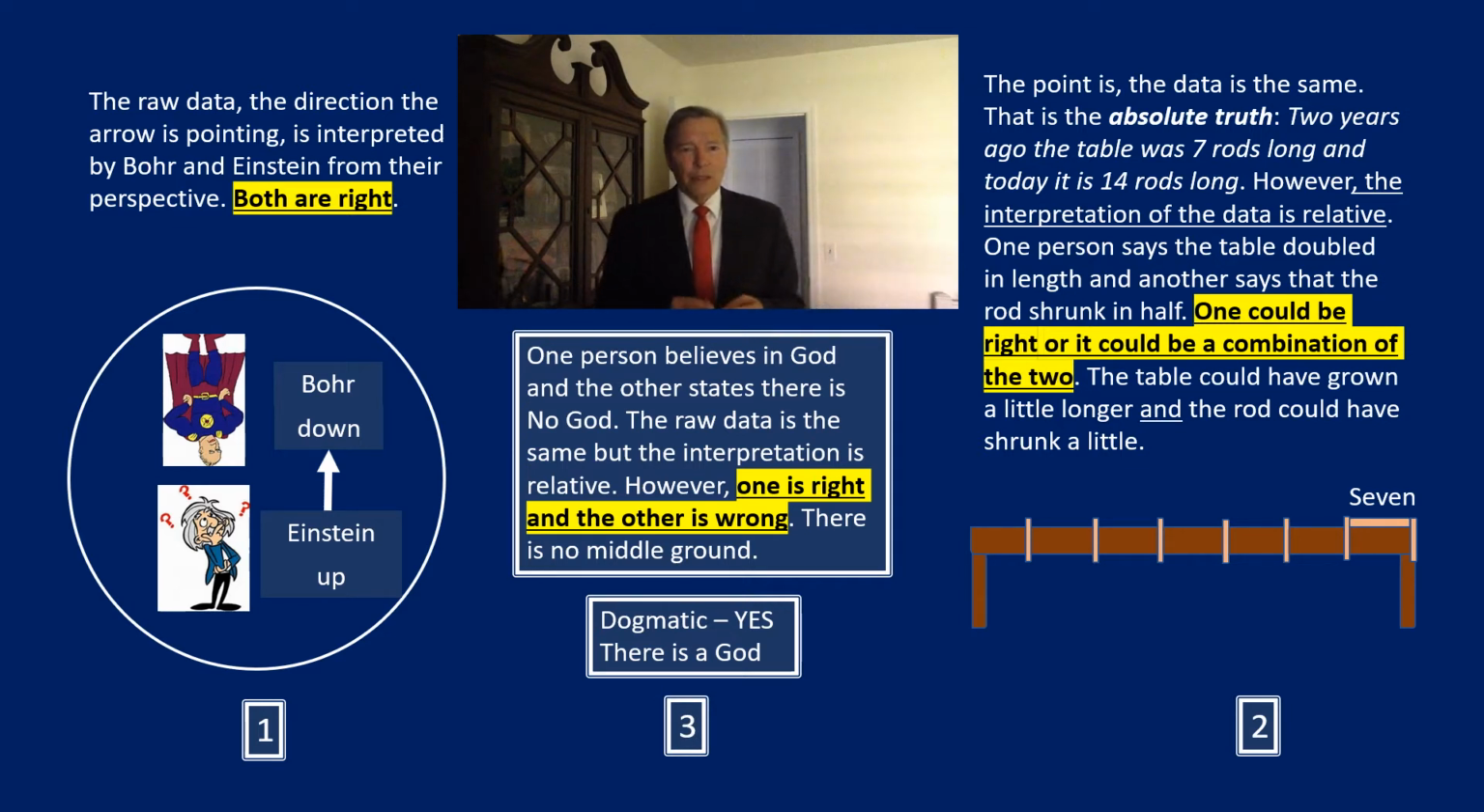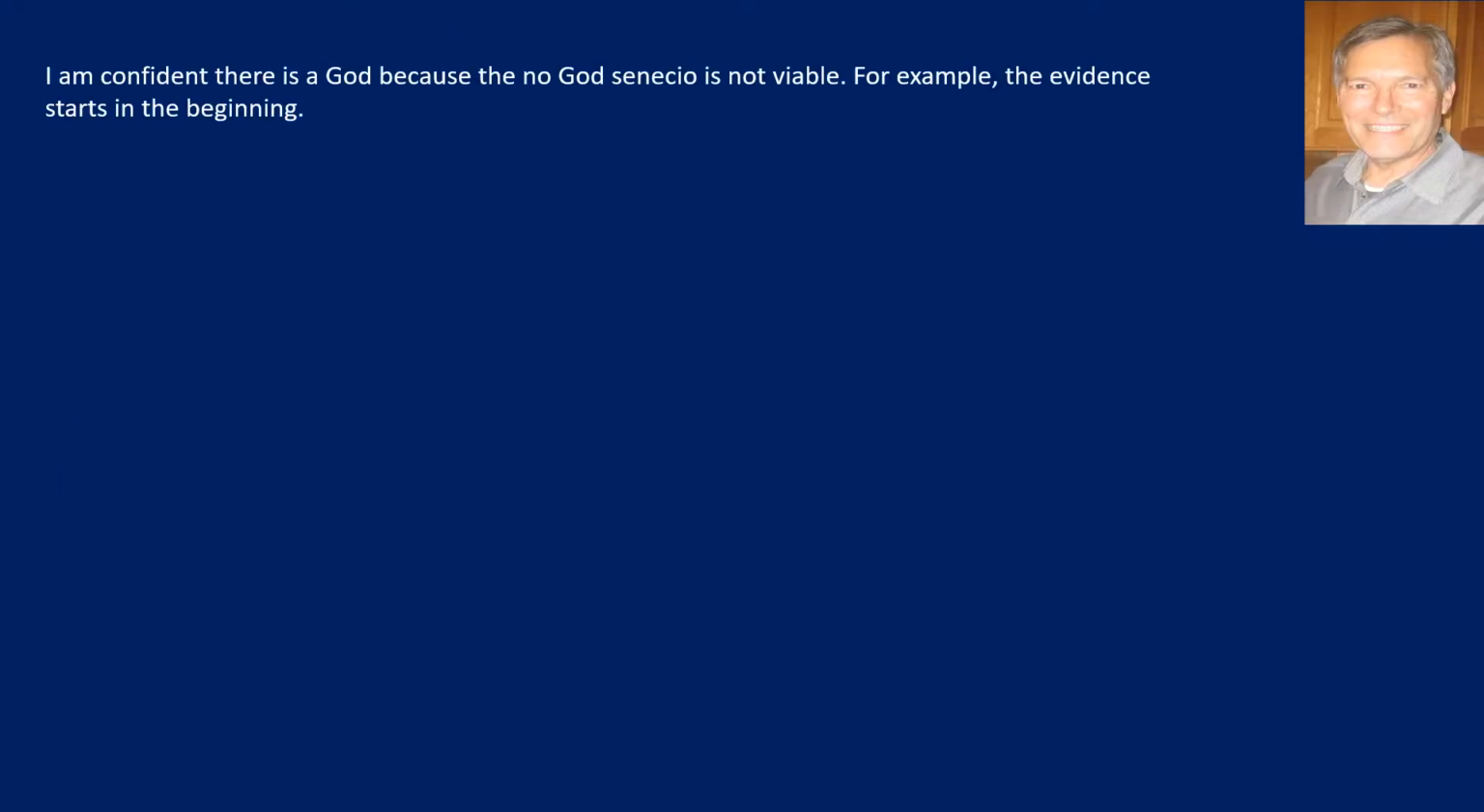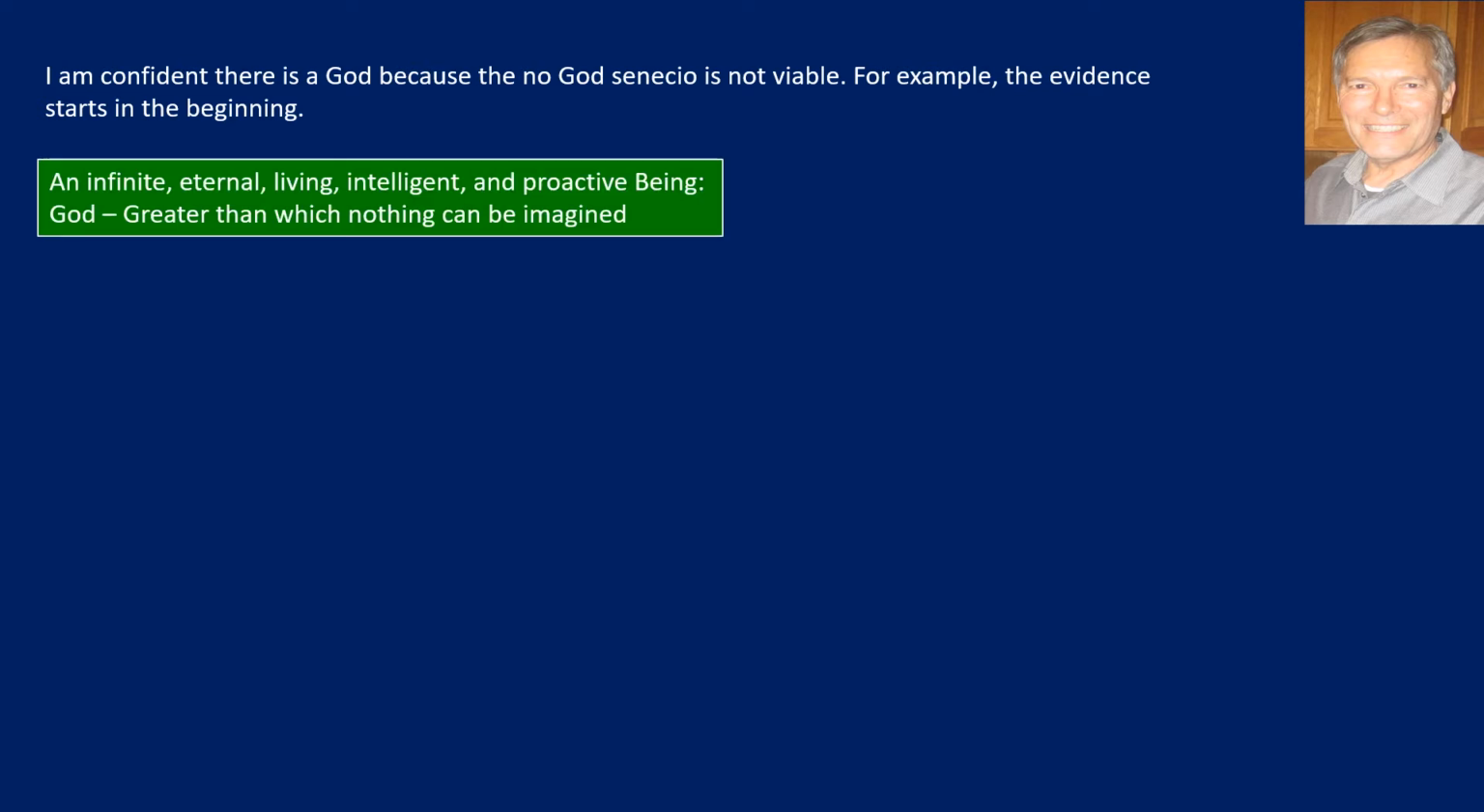Now, in my opinion, of course, the third one is that there is a God, and there is no leeway there. I can't have any leeway. I am confident there is a God because the no God scenario is not viable. For example, the evidence starting from the beginning. An infinite, eternal, living, intelligent, proactive being, God, which is greater than which nothing can be imagined, versus no God.